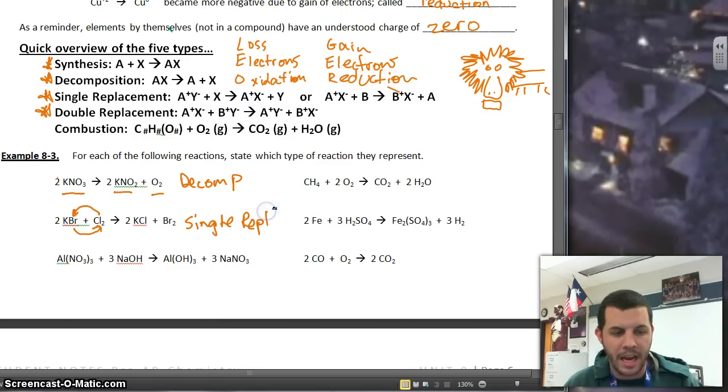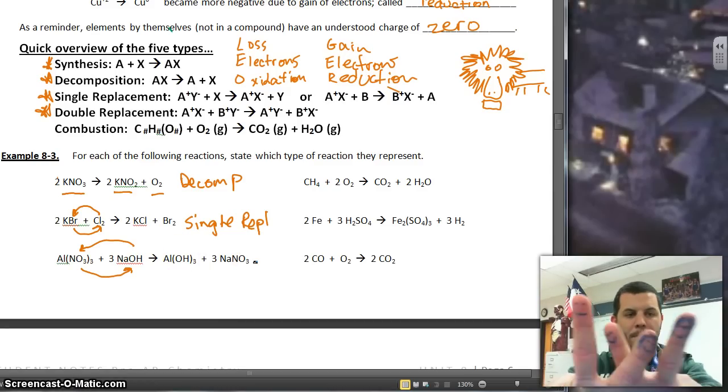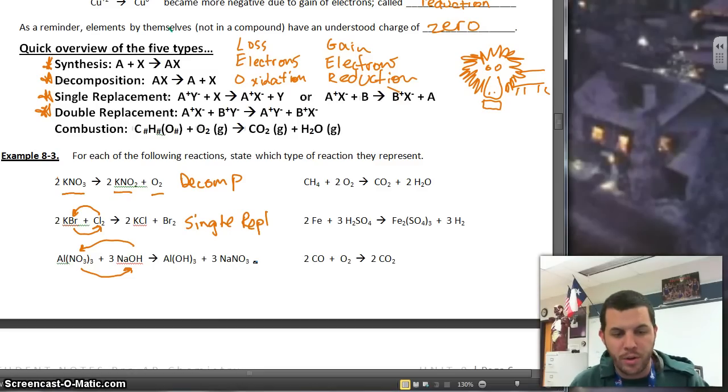This one here, I've got a compound and a compound, and now my anions switch places. Where I had aluminum nitrate and sodium hydroxide, now I'm going to have aluminum hydroxide and sodium nitrate. So this is that situation: two compounds form two new compounds. So this is double replacement.